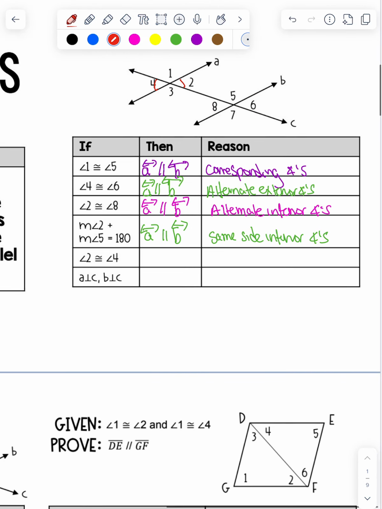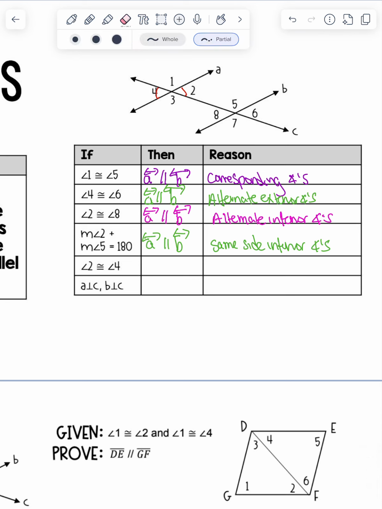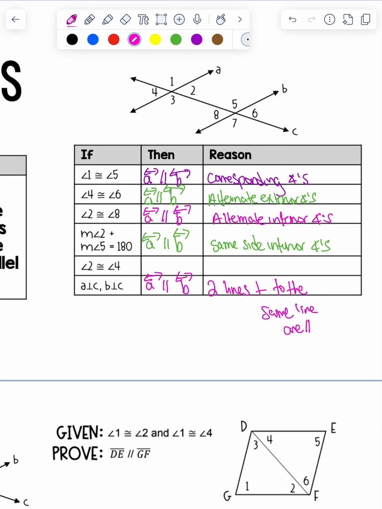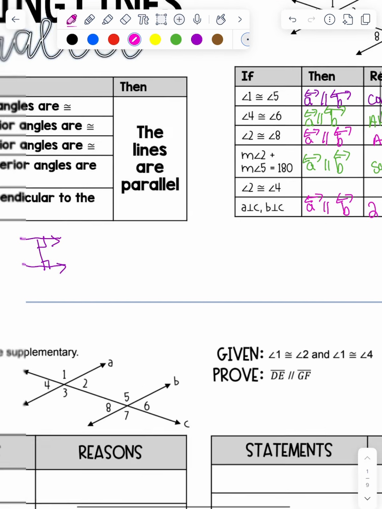So that does not prove the lines parallel. And finally, we have A is perpendicular to C. And B is also perpendicular to C. If that were true, that would prove the lines parallel. Because two lines perpendicular to the same line are parallel. If both A and B are perpendicular to the same line C, then that would prove that A and B are parallel to each other.